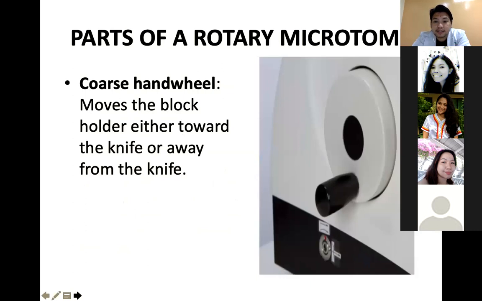Okay, next we have the coarse hand wheel. This is located on the left side ng ating rotary microtome. The coarse hand wheel moves the block holder either towards the knife or away from the knife. So with this hand wheel, class, ang mechanism nito is nagpapagalaw sa block holder. Okay? Yung inyong paraffin block. So siya yung nagpapalapit sa ating block holder.